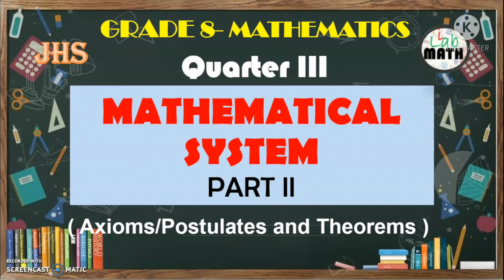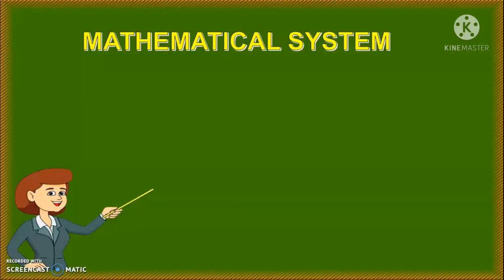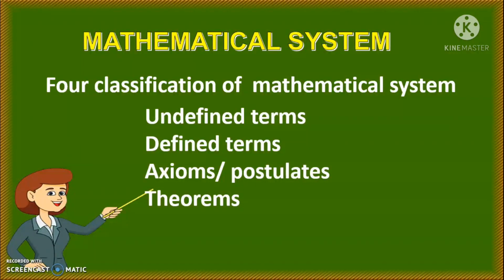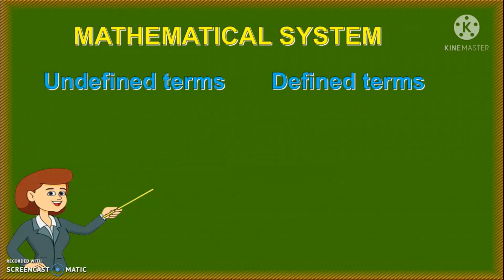So, nandito na tayo sa part 2 ng mathematical system natin, and that is axioms, postulates, and theorems. Okay. I-review natin yung nakaraan nating lesson. Meron tayong 4 classifications of mathematical system. We have undefined terms, defined terms, axioms or postulates, and theorems. So, natapos na natin yung undefined terms sa part 1. So, dito na tayo sa axioms, postulates, and theorems.